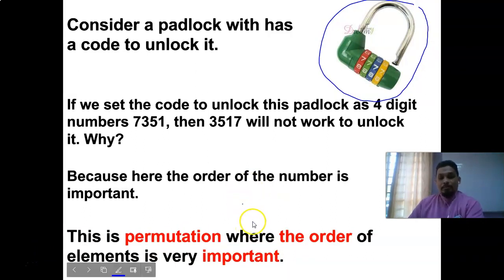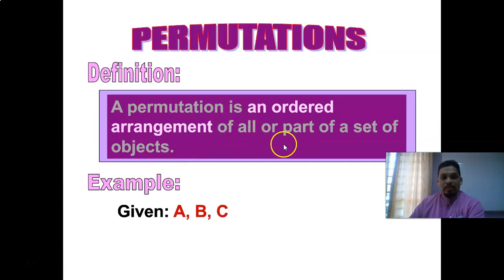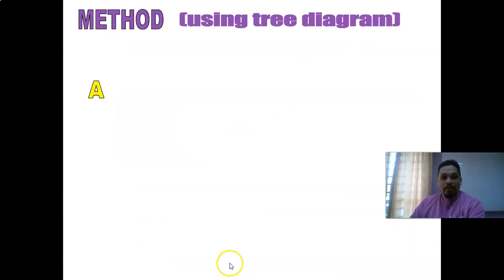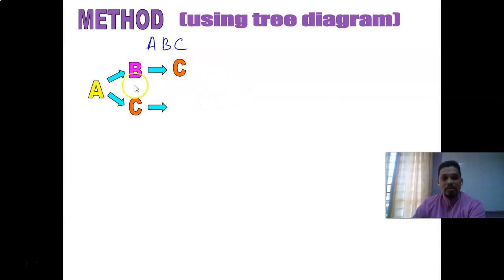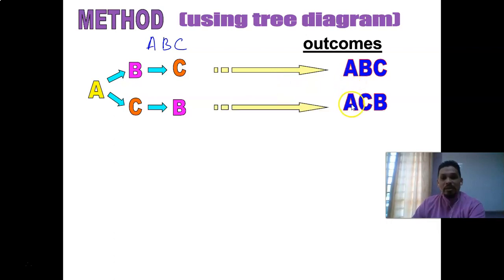Okay, so permutation is an ordered arrangement of all or part of a set of objects. For example, given A, B, C, how many arrangements of the letters A, B, C are there? Using a tree diagram, from the letters A, B, and C, we may begin the arrangement from the letter A. Then the second letter might be B or C. If I choose A first and then B, then of course the last one is C. Or A, then C, then the final letter will be B. So the outcomes are A, B, C and A, C, B.